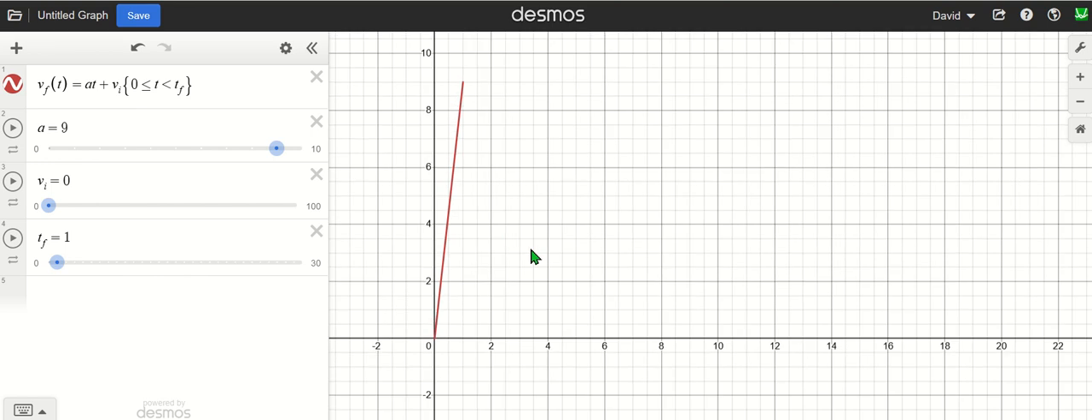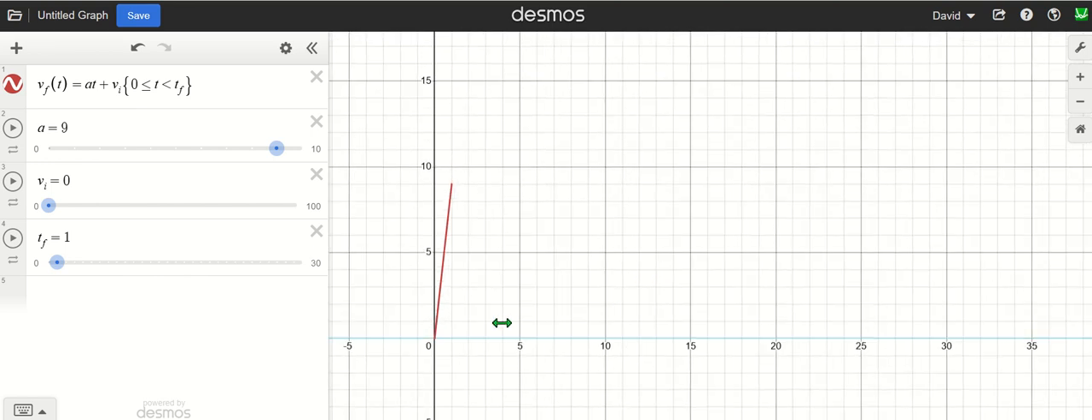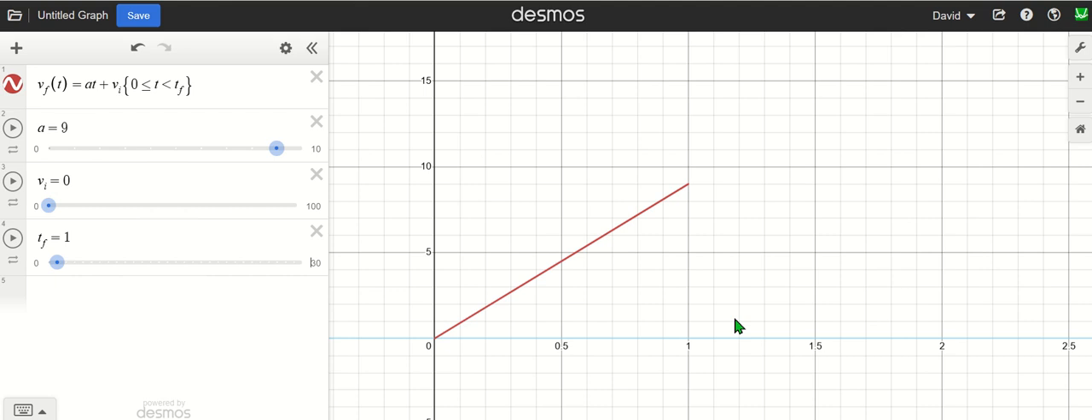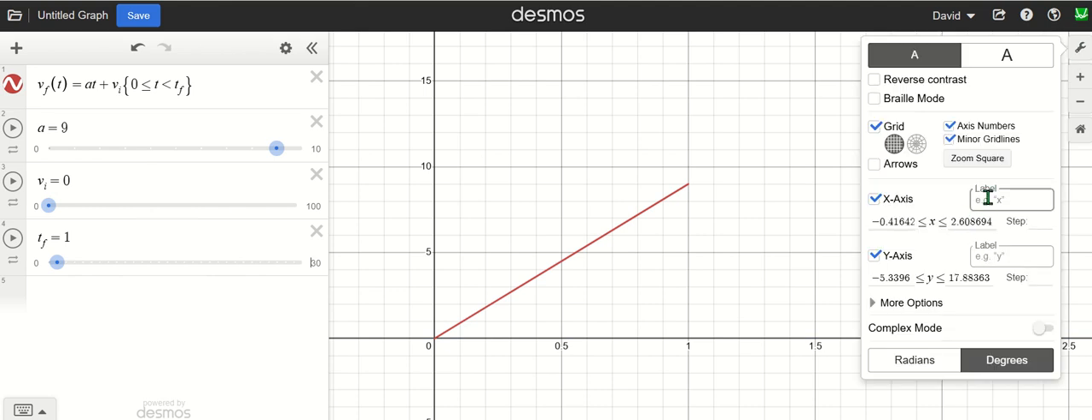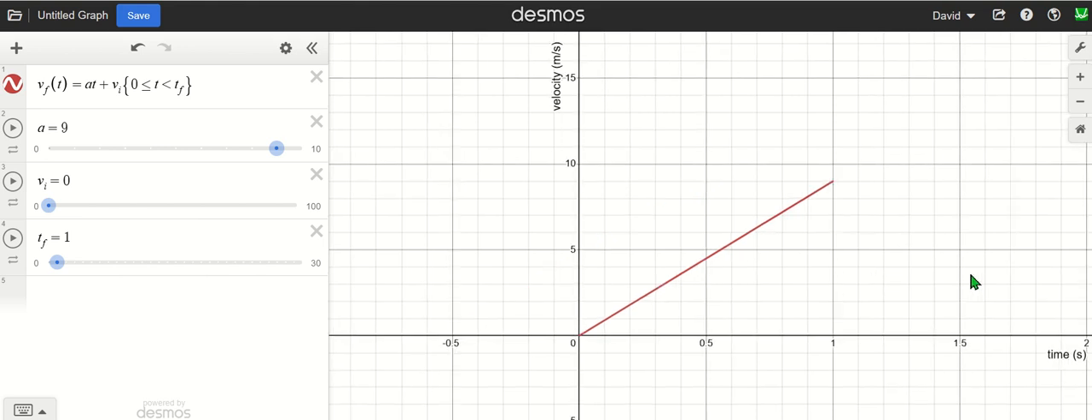Okay, so what we did was we modeled our velocity. So this is a velocity versus time graph. I'm going to put my label for my x-axis here. We go up to this wrench. We go over to label for our x-axis. I'm going to put time in seconds. My y-axis is going to be velocity in meters per second. Now we have a model of our velocity versus time graph.